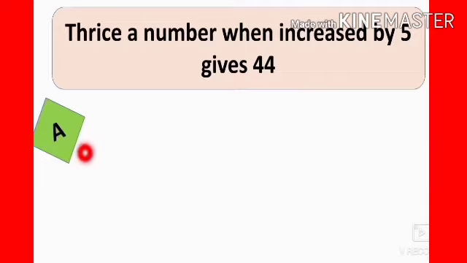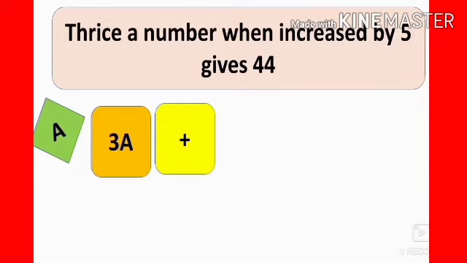let A be the unknown number which we have to find. And 3 times means 3 into A. Thrice means 3A. A number, here A is a number. 3A means thrice a number. When increased by 5. The word increased represents the plus sign.